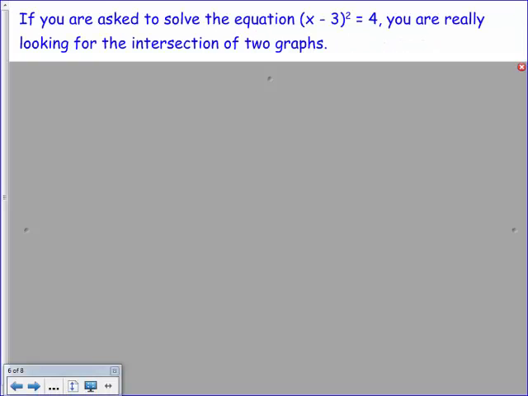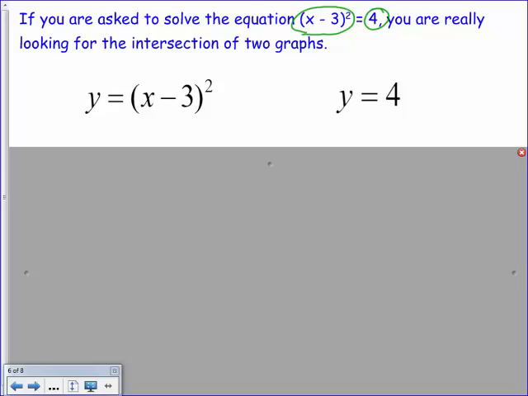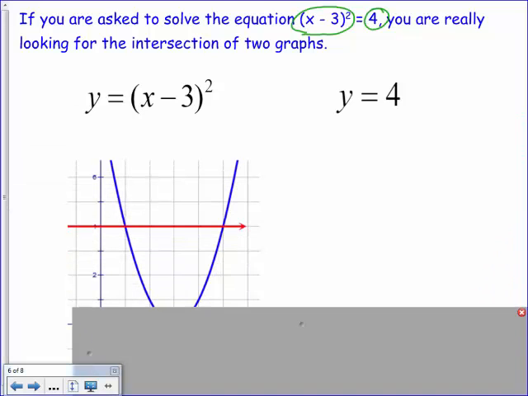All right, pretty fancy. All right, so it says if you're asked to solve an equation that has a square, like x minus 3 squared equals 4, you're really looking for the intersection of two graphs. Anytime you're solving an equation, something equal to something, and you're solving for an x, you're looking for the intersection of two graphs. And what I mean by that is, here's one graph, and here's another graph, right? Because it's like a system of equations, like y equals x minus 3 squared and y equals 4. So most of us like to do that algebraically rather than by graphing, but let's look at it on a graph for a second here.